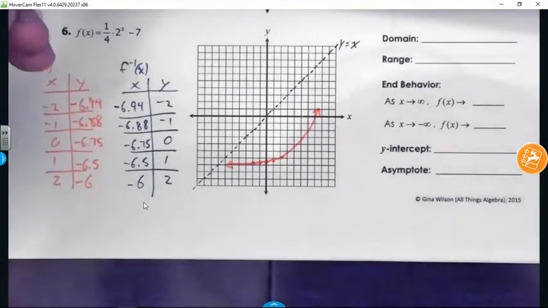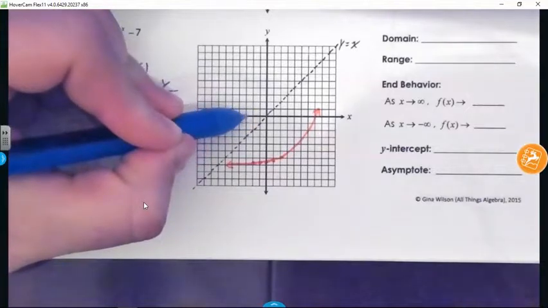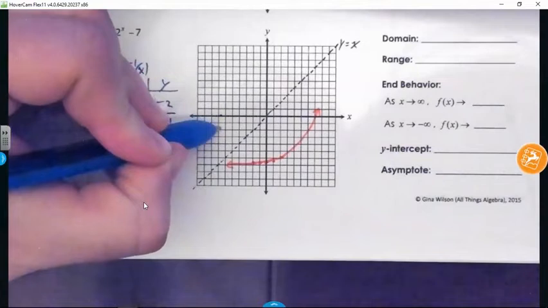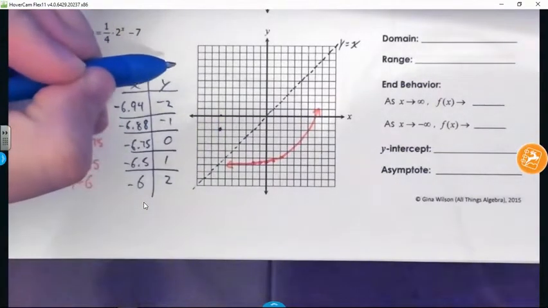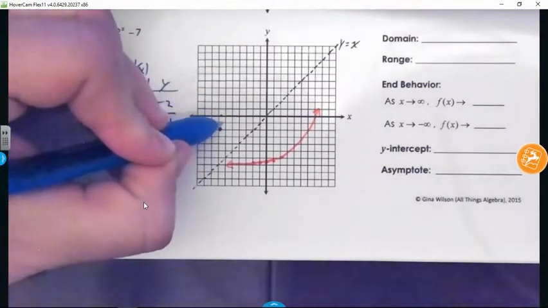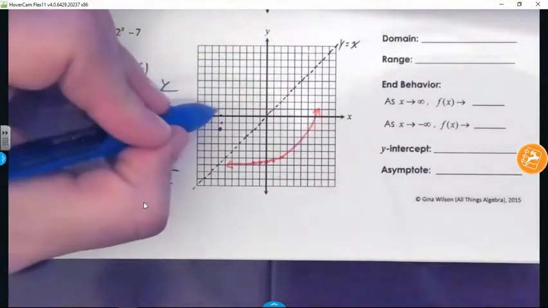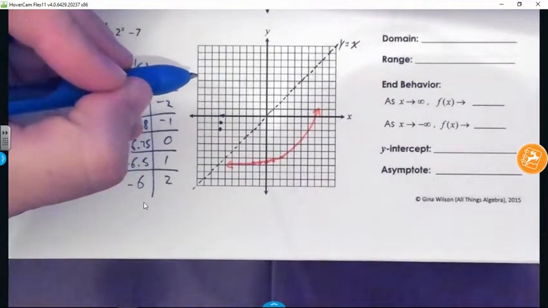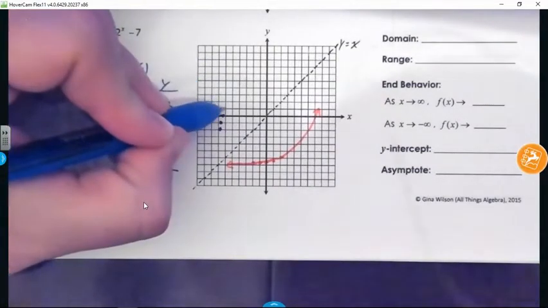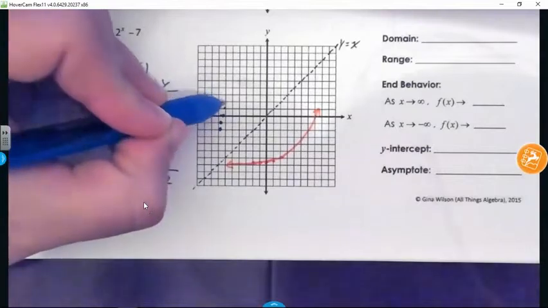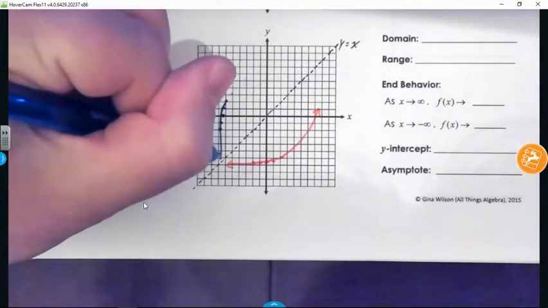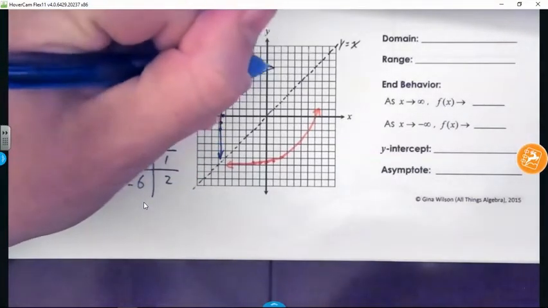We're going to be at negative 6.94. 2, 3, 4, 5, 6.94, and we are down 2 units. 1, 2. 6.88, negative 1. 6.75, 0. So we're just really close to these lines. 6.5 and 1, and negative 6, 2. So the graph kind of looks like this and approaches this line right here and just kind of comes off this way.